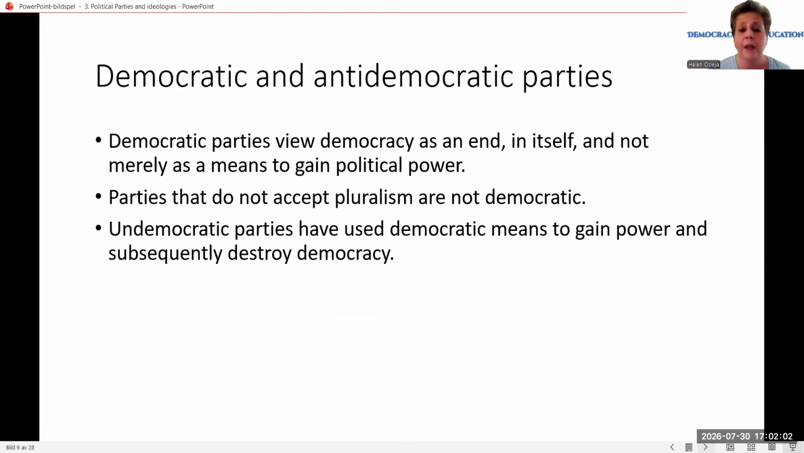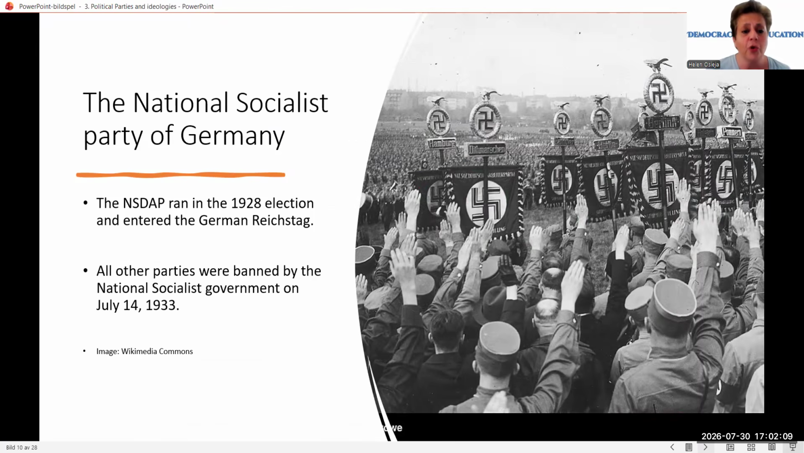One example of such an anti-democratic party was the National Socialist Party of Germany, the NSDAP, Nationalsozialistische Deutsche Arbeiterpartei, which ran in the 1928 election and entered the German parliament, the Reichstag. But what happened 5 years after? Well, once the National Socialist Party was in charge of the government, ran the country, it banned all other political parties and sent the members of those parties to jail or to concentration camps.